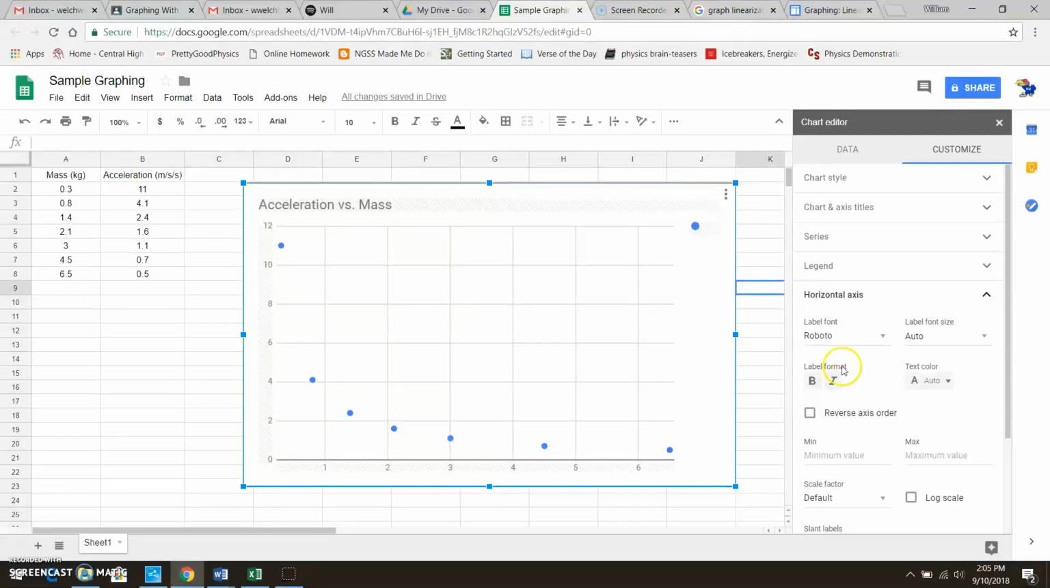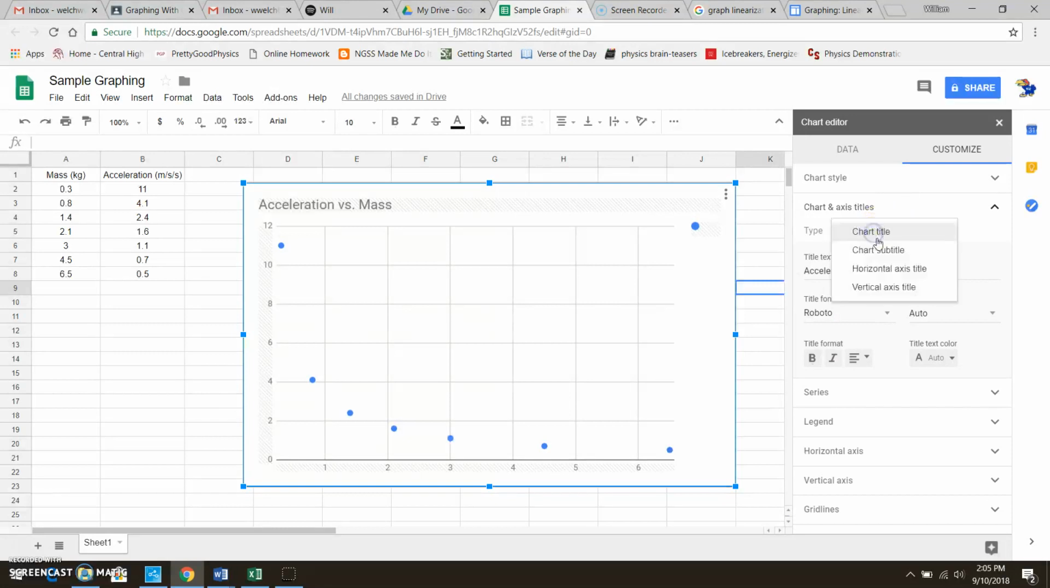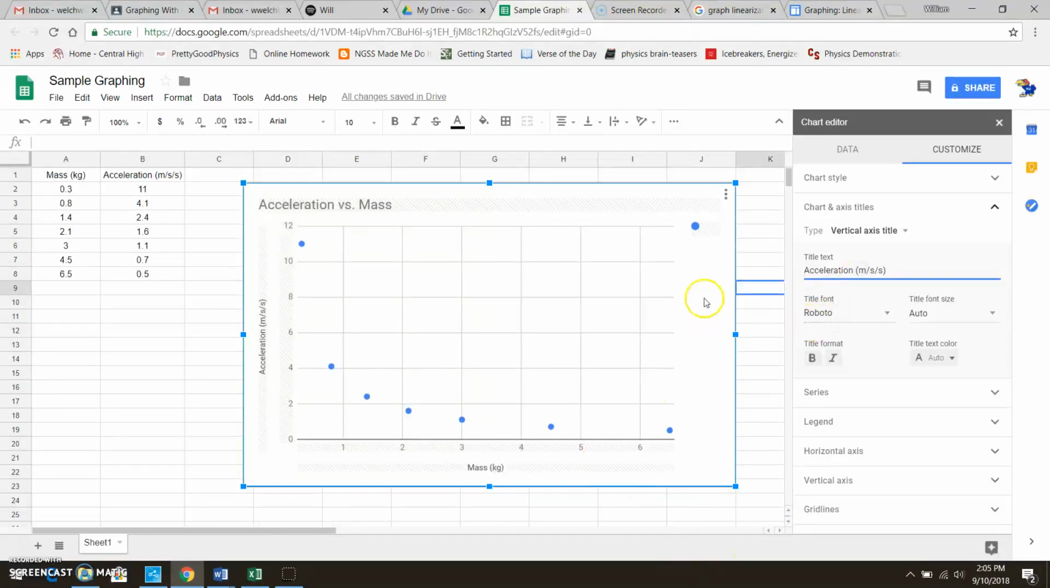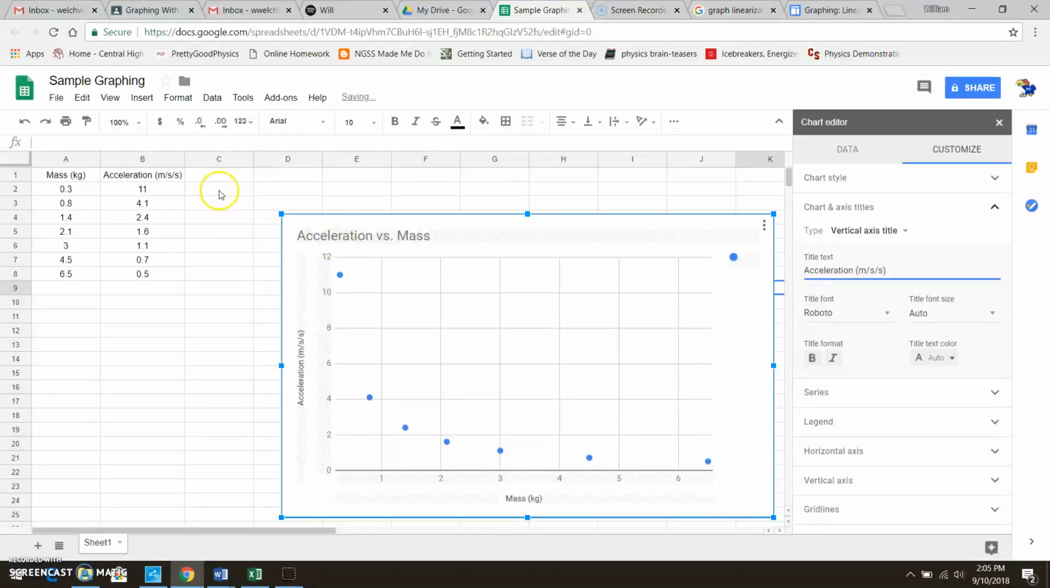Horizontal axis, for right now, oh wait, nope, we want axis title, so we can just go down here, horizontal axis title, and for right now it's just going to be mass, and that's going to be kilograms. And then vertical axis title, that's going to be acceleration. Remember, that one's not going to change. Beautiful. Now we can go back and we can manipulate this data.